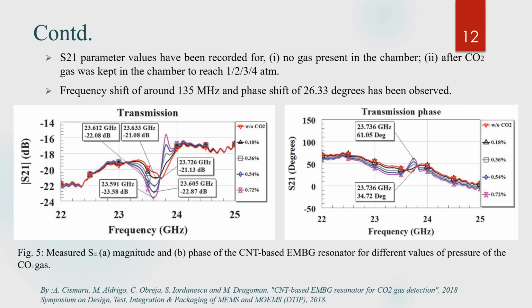Now S-parameter values of the device have been recorded with no gas and with CO2 gas, increasing its concentration. Now from the magnitude plot, we can see that there is a frequency shift of 135 MHz from 23.726 GHz with no gas to 23.591 GHz with CO2 gas of concentration 72% at resonance frequency. It's also the same with the phase plot.